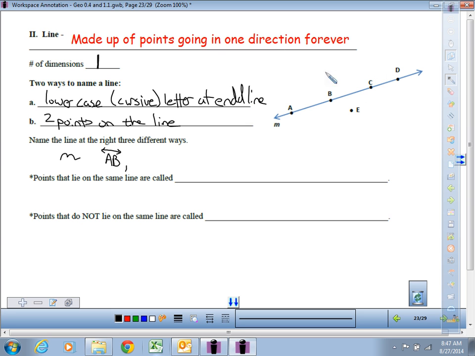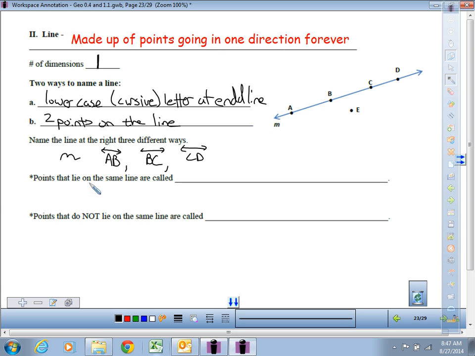So if we look at this, we could come over here and name it another way. Let's pick 2 more points. Line BA would be the same thing, so let's go to line BC. We could also call that line CB. And we could keep going, go line CD. There you go. Those are the two different ways to name those. So we can actually have that little lowercase cursive letter on the outside, or just pick 2 points on there and name it. Now, you notice we have 4 points here on the same line.